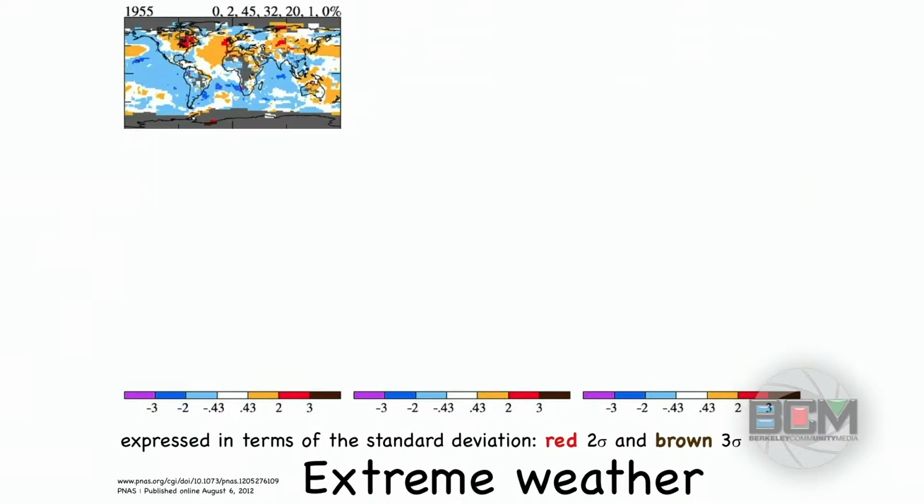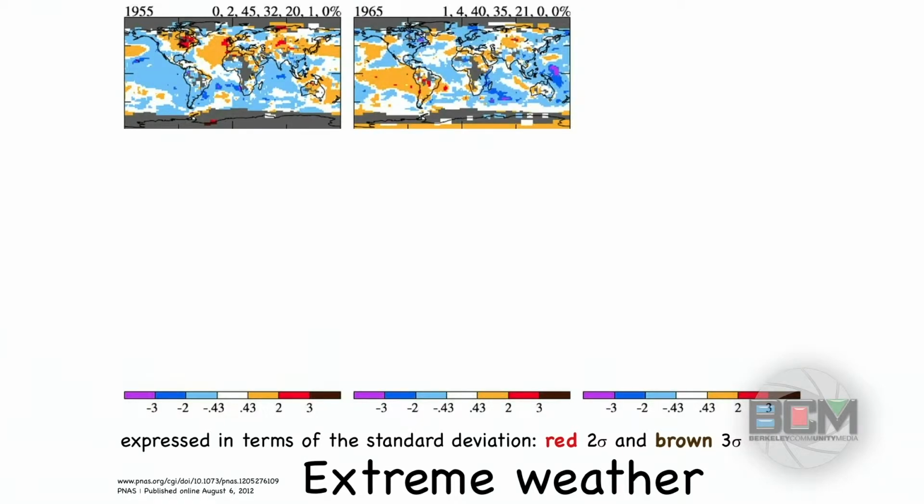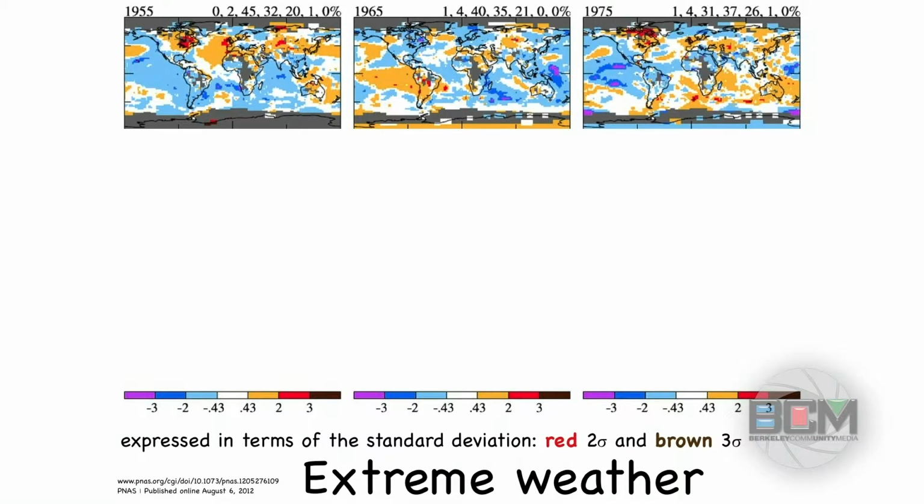Okay, 1955. You know, some places are warmer, some are cooler. 1965, some places are warmer and cooler. 1975, some places are warmer and cooler. You ready?